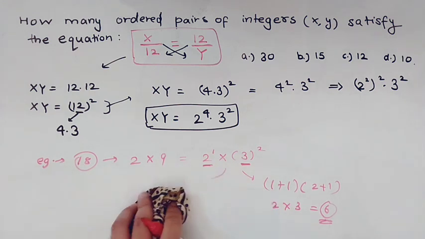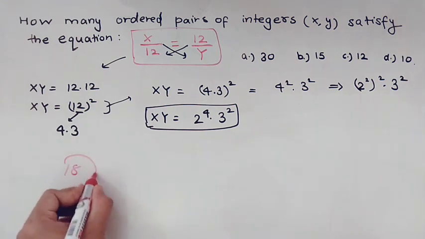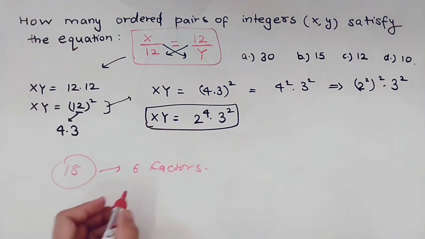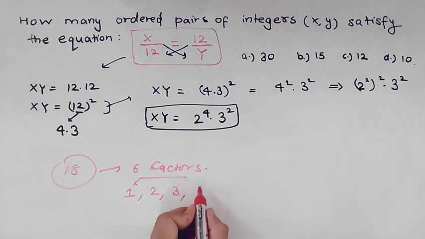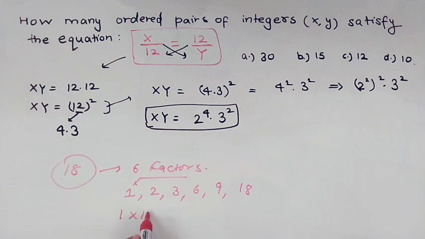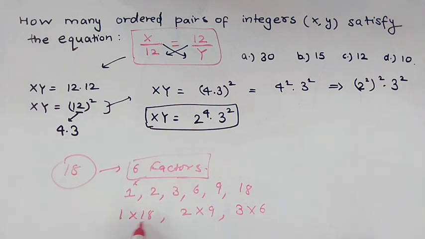Okay, so for 18 we have 6 factors. The 6 factors are 1, 2, 3, 6, 9 and 18. So 1 into 18 gives us 18, 2 into 9 gives us 18, 3 into 6 gives us 18. See, whatever the number of factors you have, the half will be repeated once.